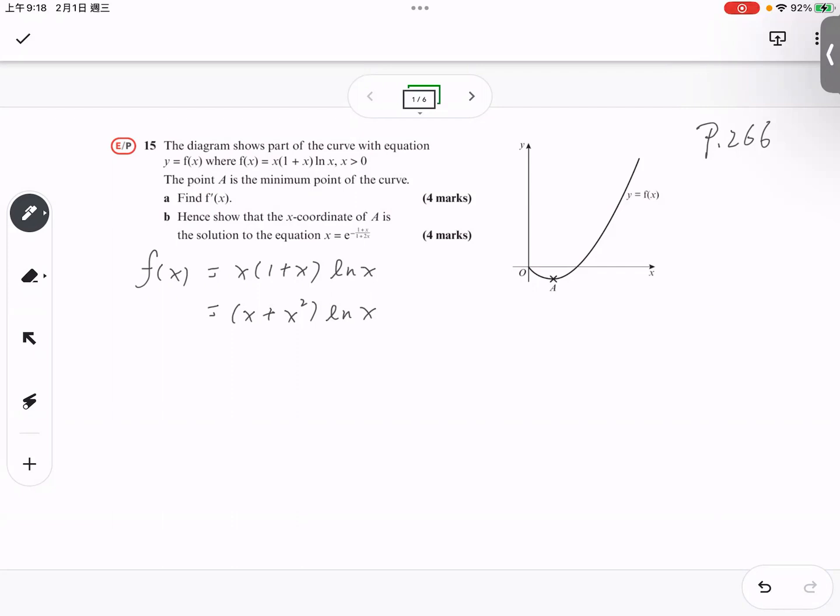After that, you can use the product rule. You can make x plus x squared be u, and you can make ln x be v. Now, please pause the video and try to find the differentiation of this f(x). After you finish, you can reopen this video so that we can see how to do the answer.